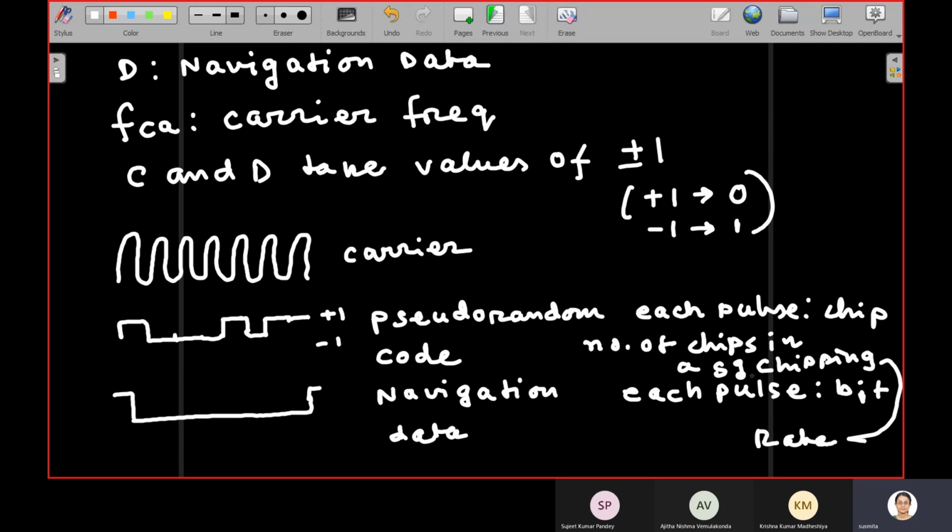And why is the code called pseudorandom? Can you tell me why the code is called pseudorandom? Did we discuss this in the class? At least tell me whether this was discussed in the class briefly or not. So nobody knows why the code is called pseudorandom. You can't even tell whether it was discussed or not.